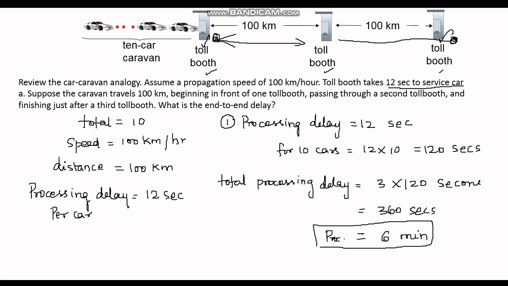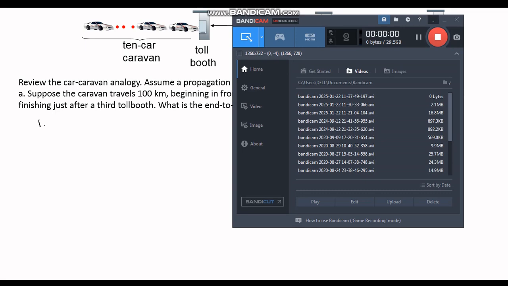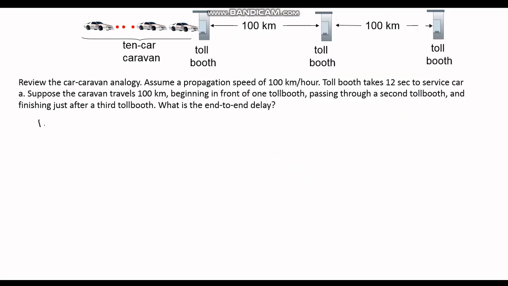Now the second delay, that is the queuing delay. No data is explicitly given related to queuing delay, so let us assume that it is negligible. Similarly, for the transmission delay, the length of the packet and the data rate are also not given, so let us just ignore it. Next we will calculate the propagation delay. Propagation delay is nothing but distance divided by the speed.